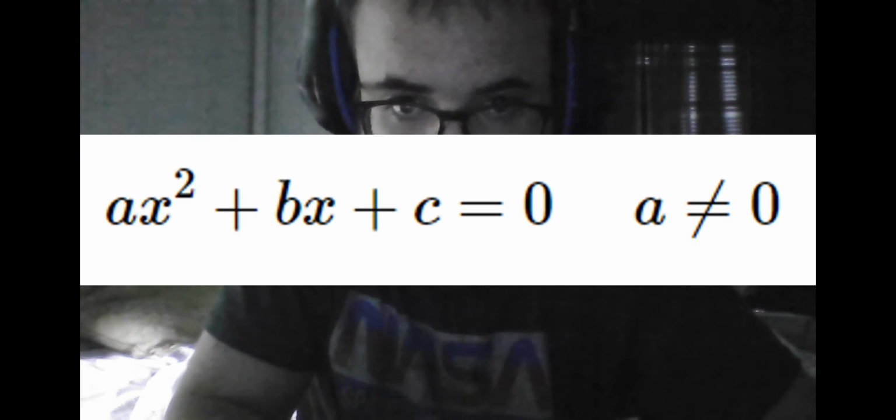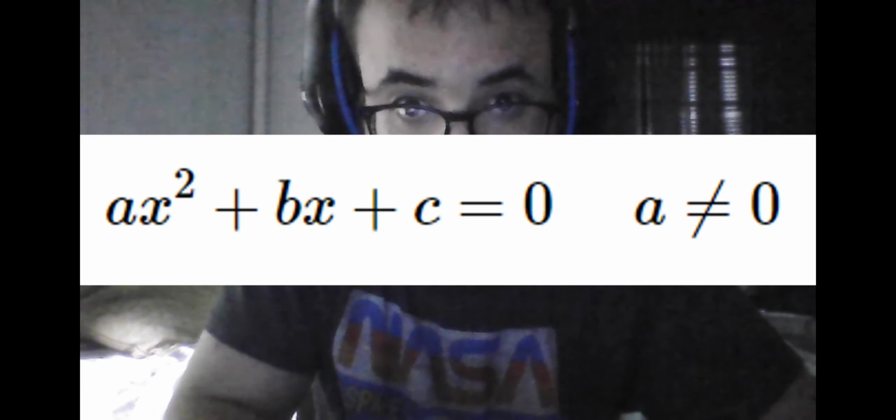Hello everyone, for this tutorial video I'd like to discuss completing the square, which is a specialized, more complicated method of solving quadratic equations. In particular, we remember that a quadratic equation in standard form is ax squared plus bx plus c equals 0.